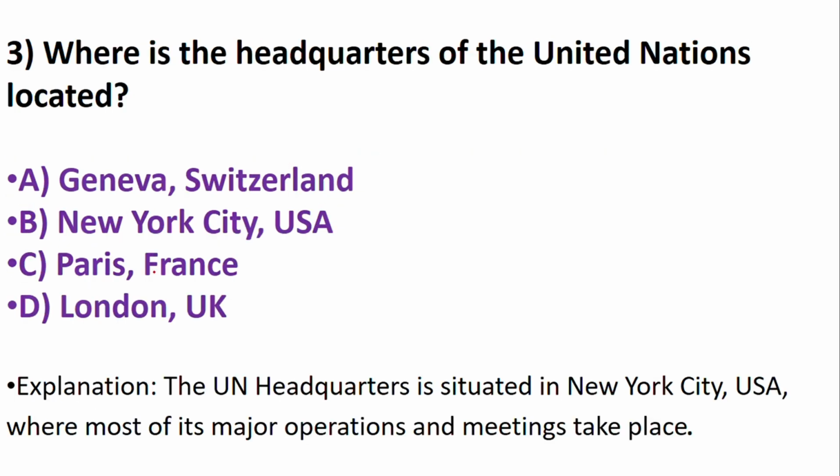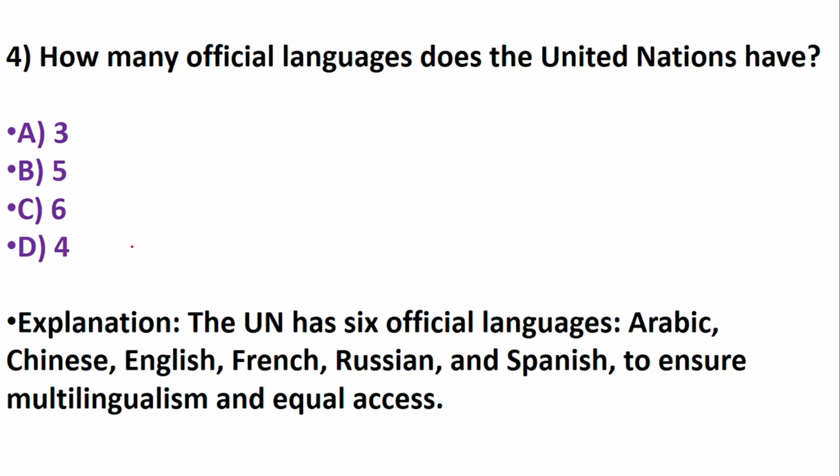Where is the headquarters of the United Nations located? Most important MCQ: New York City, USA. The UN headquarters is situated in New York City, USA, where most of its major operations and meetings take place. How many official languages does the United Nations have? It has 6 languages for multilingualism and equal access.